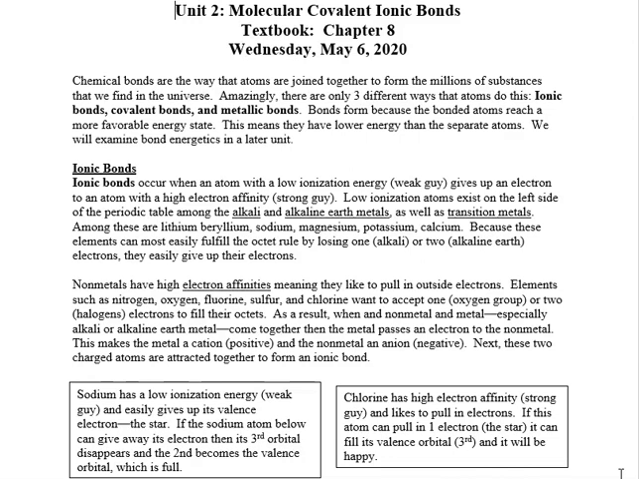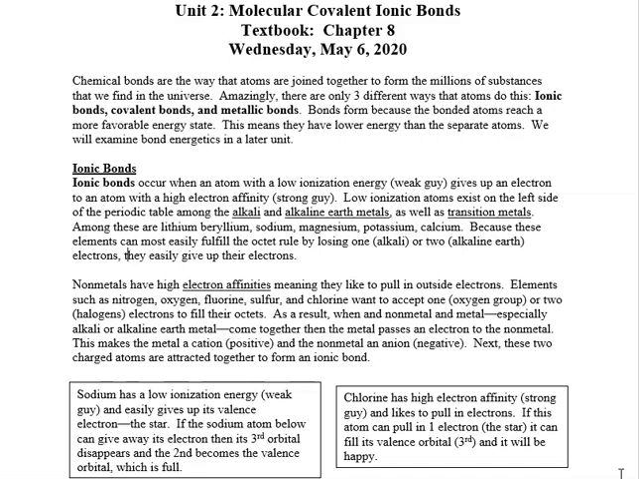The other thing is that a chemical system reaches a more favorable energy state. Generally speaking, it reaches a lower energy. That's not always true, but the word favorable energy state is a catch-all. So, it's generally lower energy, and this means they have lower energy than the separate atoms. Again, that's not 100% true, but favorable energy state covers any situation where a chemical bond would occur. We will examine bond energetics in a later unit.